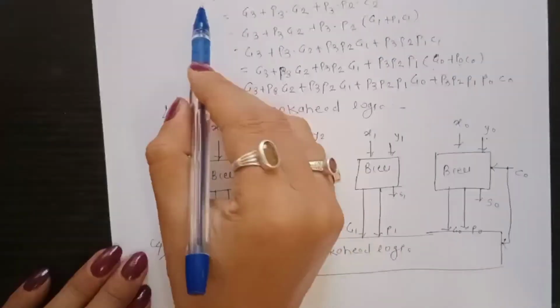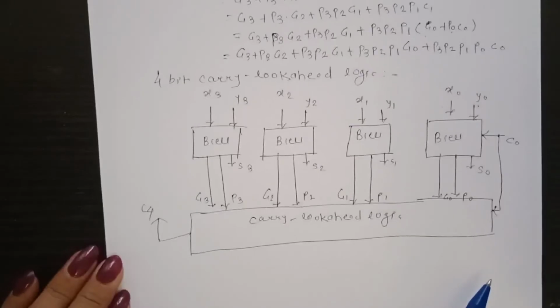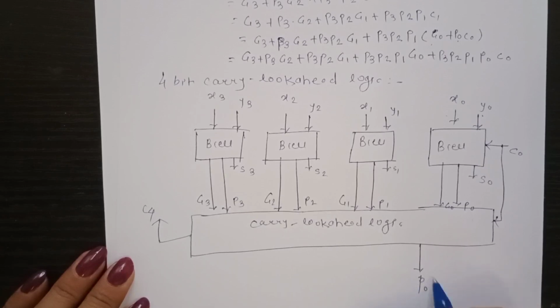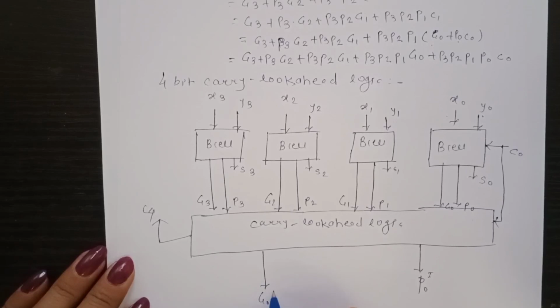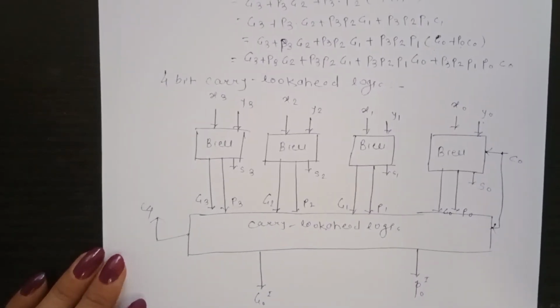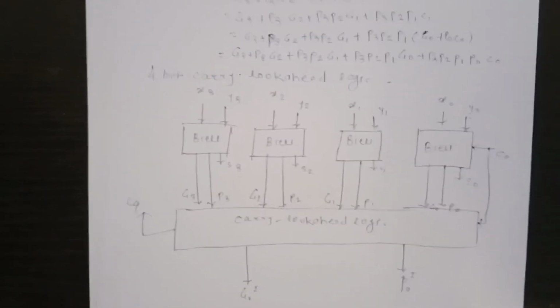C4 because for 4 bit we need carry C4. Okay, and here the output of carry look ahead logic is P0 and G0 for the ith function. Okay, so this is the 4-bit carry look ahead logic.